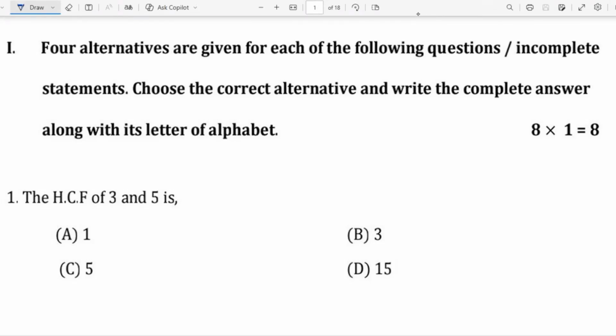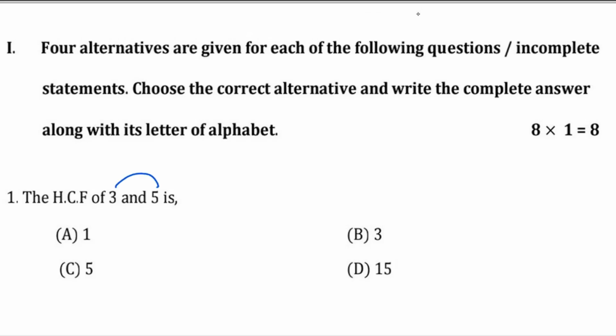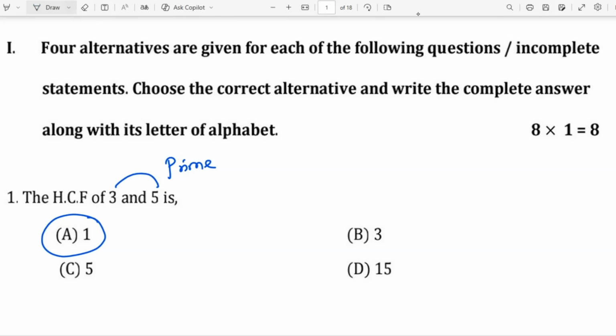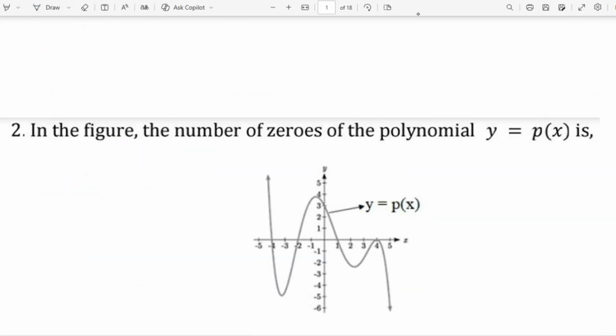The HCF of 3 and 5. Since 3 and 5 are prime numbers, there is no common factor other than 1. So 1 is the answer for the first one. That is option A. Then, moving on to the next question we have.